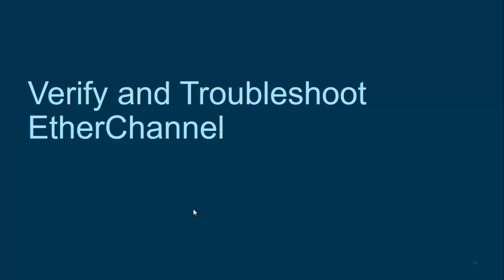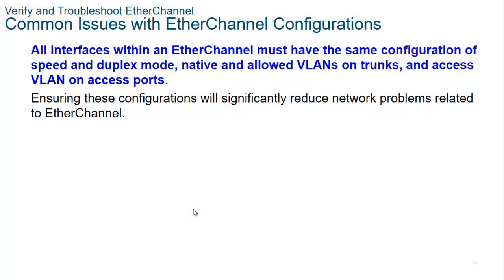Let's look at how to verify and troubleshoot EtherChannel. A common issue with EtherChannel configuration is lack of compatibility. All interfaces within an EtherChannel must have the same configuration of speed, duplex mode, native and allowed VLANs on trunks, and access VLAN on access ports. Ensuring these configurations will significantly reduce network problems related to the EtherChannel. So start from the beginning. When you configure, make sure all of this aligns and is correct and compatible.